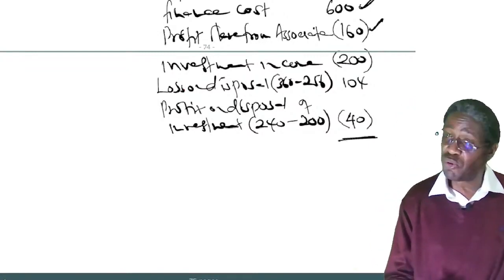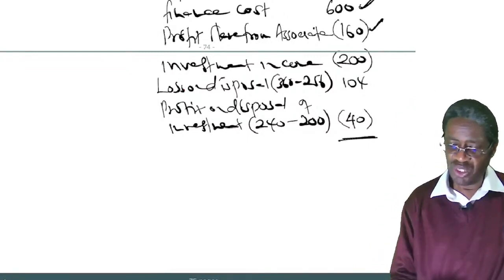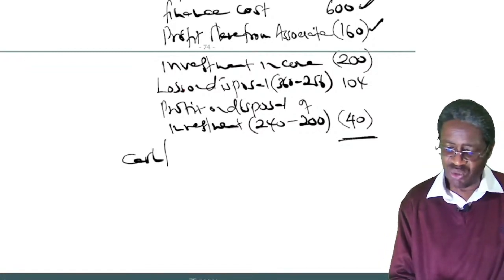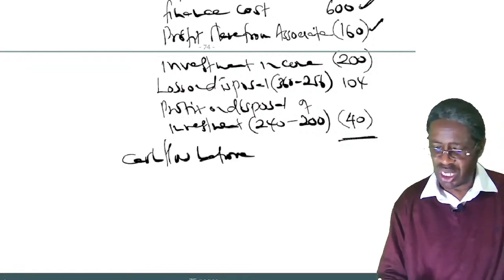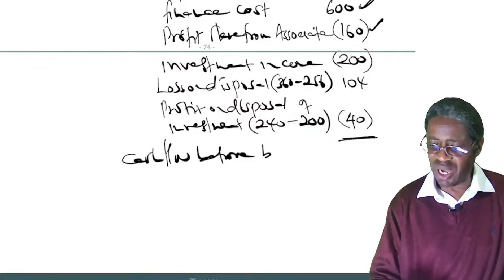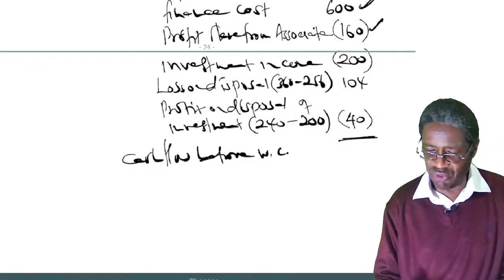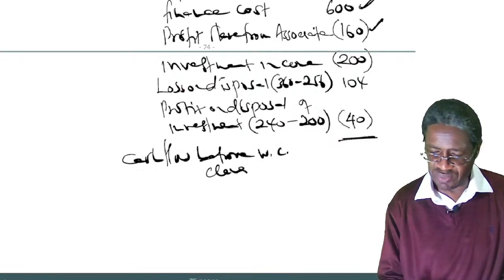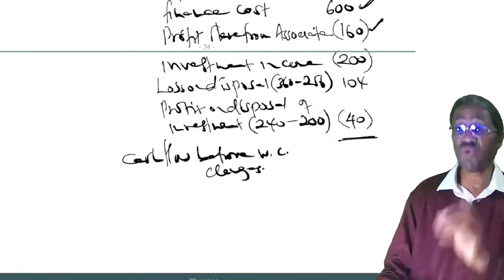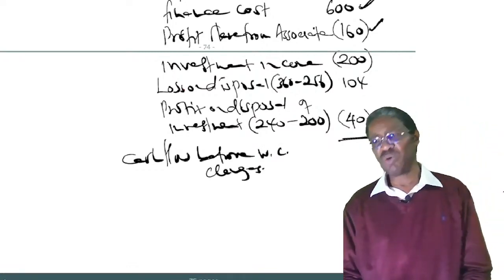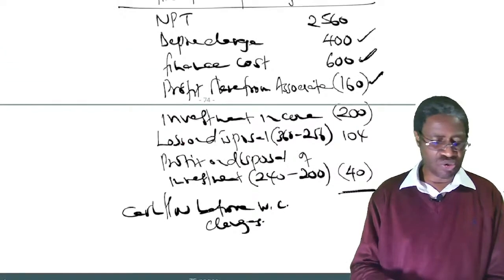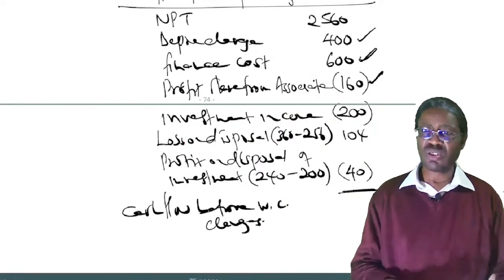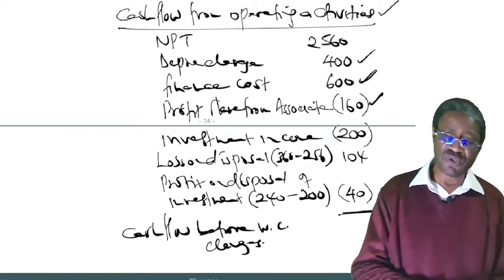And of course, I hope you remember when we were looking at the format, we said whatever you get here is what you call cash flow before working capital changes. That's what we said you call it. Good. So let's get the total now of the cash flow before working capital changes.